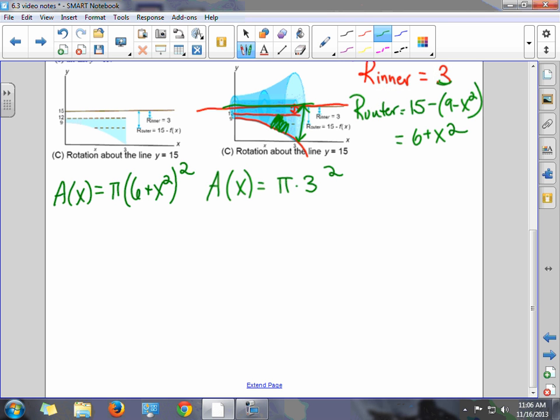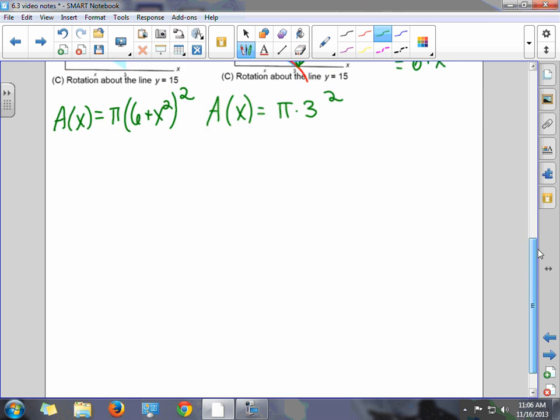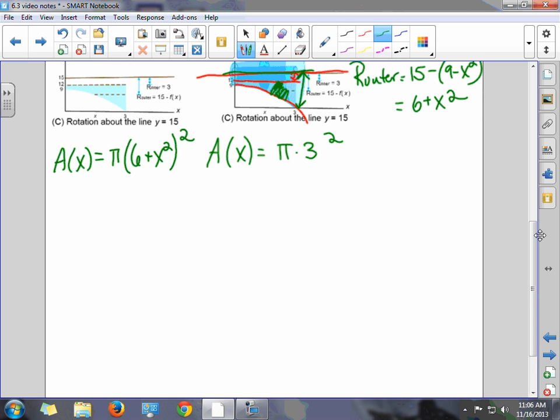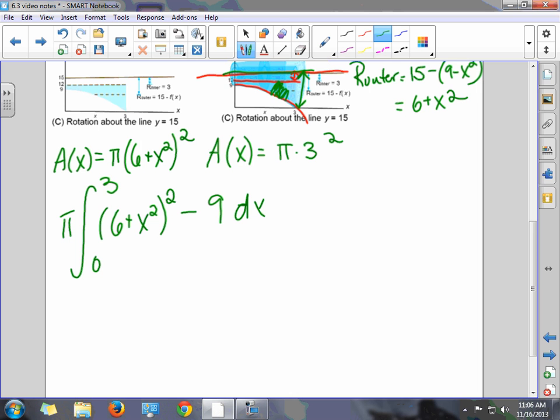So now let's write out my integrals. We are going to be integrating from 0 to 3. Yep, same as before. So it's going to be my outer. I'm just going to go ahead and put this pi on the outside. So this is going to be 6 plus x squared, all squared, minus my inner, which is just 9, and dx, of course.